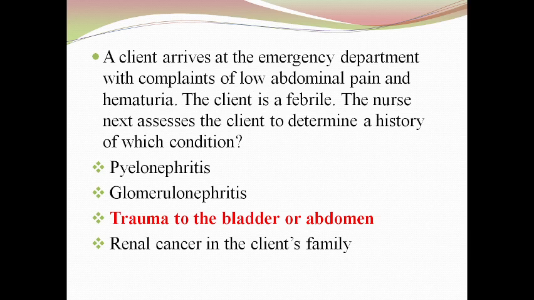These conditions are associated with trauma to the bladder or abdomen. In pyelonephritis and glomerulonephritis, the patient has fever but it is not applicable. And in renal cancer, the patient has pain in the flank area. So hematuria, lower abdominal pain and fever indicate the patient has trauma to the bladder or abdomen. This is the answer.